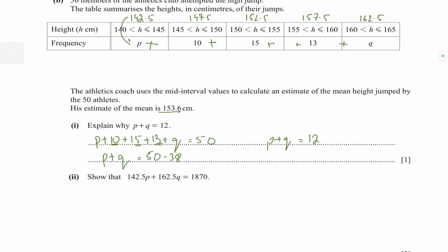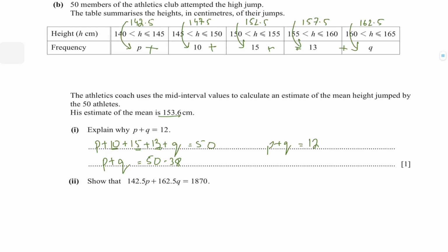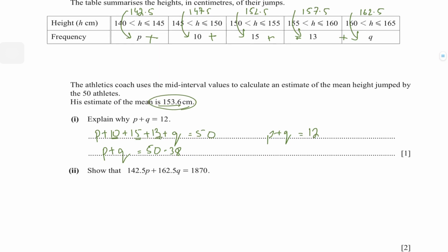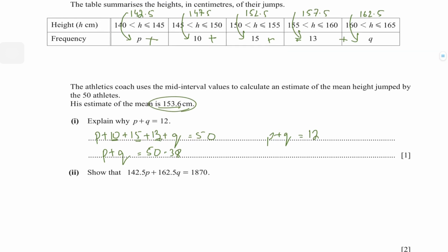Now we're going to multiply this with their respective frequencies, sum them up, divide by the total frequency, which is 50, and set it equal to 153.6. So 142.5 times p is going to give us 142.5p. 147.5 times 10 is going to give us 1475.